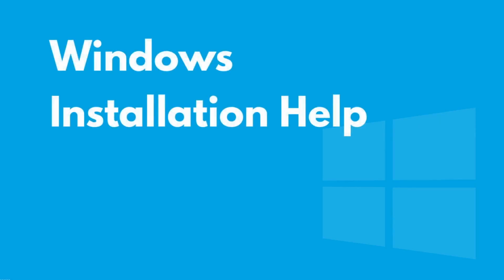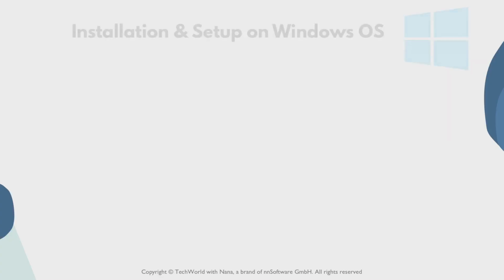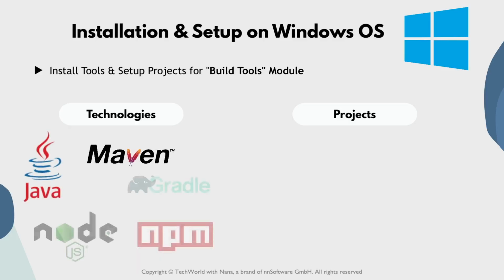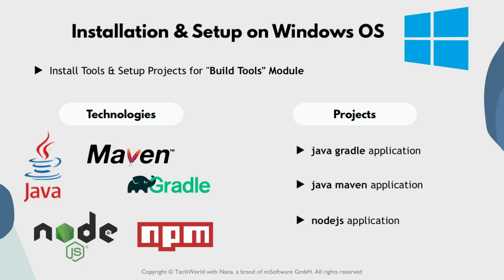Now let's actually install and configure some software on Windows operating system, which you will need for the bootcamp. Now in the Build Tools module, throughout all the videos that you're going to see, we're going to be using a couple of technologies and a couple of projects in order to learn different build tools. And to use those technologies, obviously, you first have to install them, to set them up, and to get them ready to work. And that's exactly what I'm going to show you in this video, how to install all of these tools.